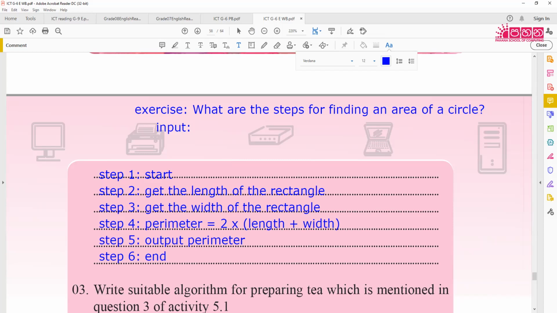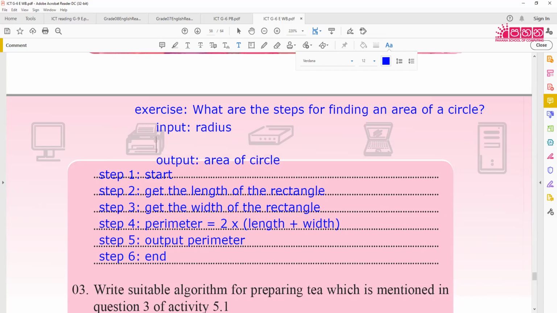Yes. What are the steps for finding an area of a circle? To find the algorithm, let's start with the input. What are the inputs you need to find an area of a circle? Yes. You need either radius or diameter, right? So let's say radius. What is the output? Yes, area. Area of a circle, exactly.